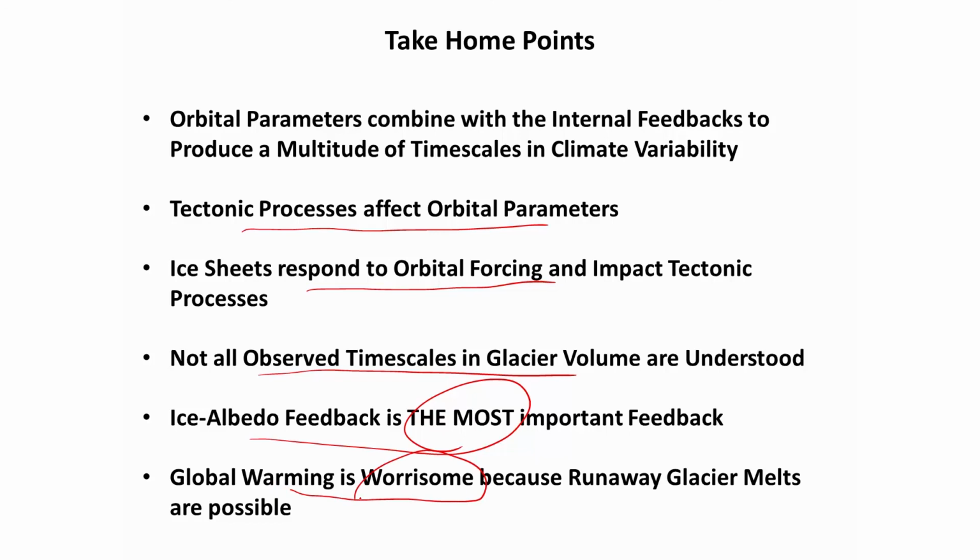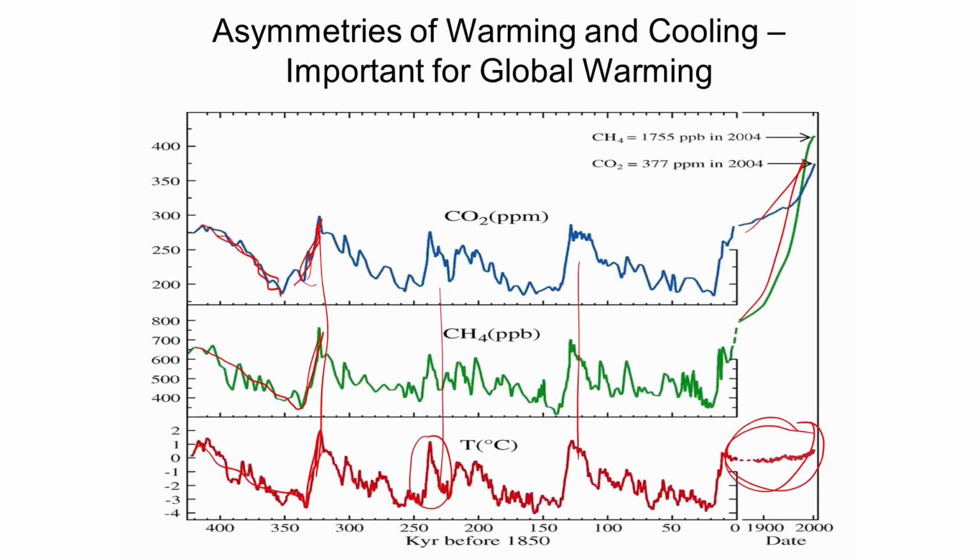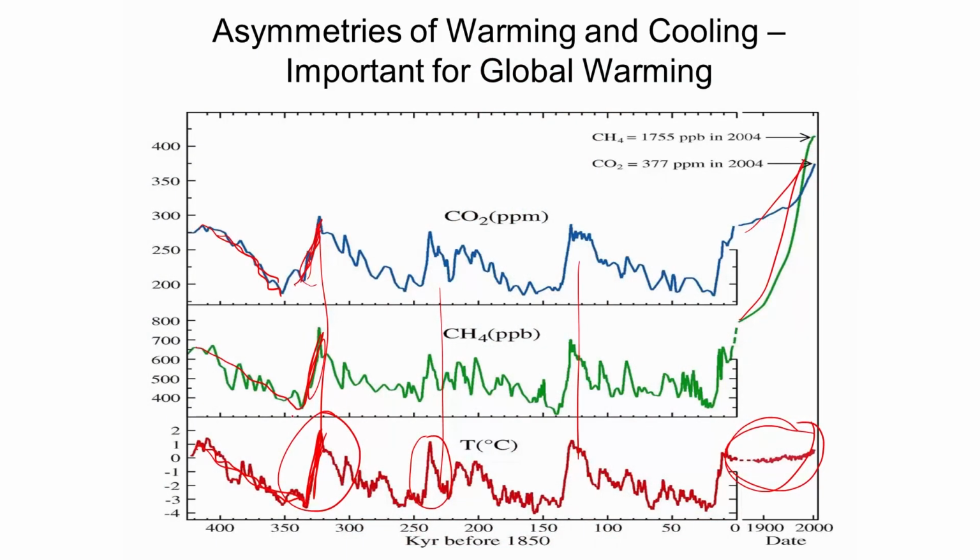Global warming is worrisome because runaway glacier melts are possible. So you can see that we are not in the glacier building phase, which goes very slow. We are in the glacier melting phase, which can happen very rapidly. It's called abrupt climate change. We'll see examples of abrupt climate change when we come to the millennial timescale climate change, but we are in this phase. This is why we should understand very well the past feedbacks in the climate system.